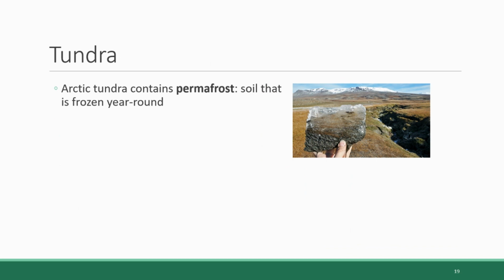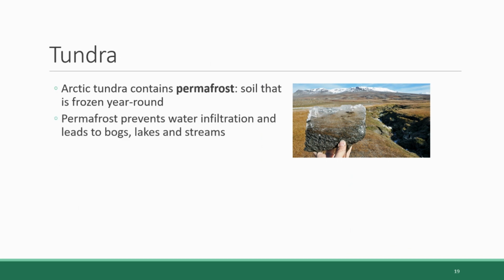One characteristic of Arctic tundra, but not alpine tundra typically, is its permafrost. And permafrost is soil that is frozen year-round. You can see here an example of a chunk of permafrost in this photo. Permafrost has the effect of preventing water infiltration that comes from precipitation, because if the ground is frozen, then water can't permeate it. So you get a lot of overland flow instead, and that leads to accumulation of water in bogs and lakes and streams.